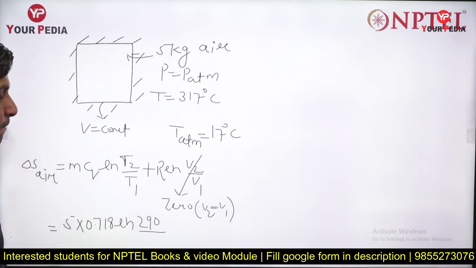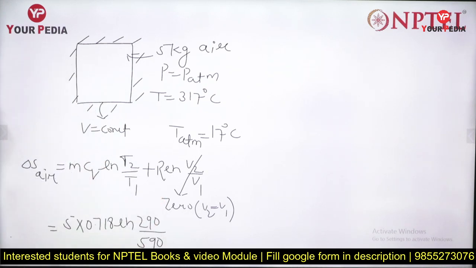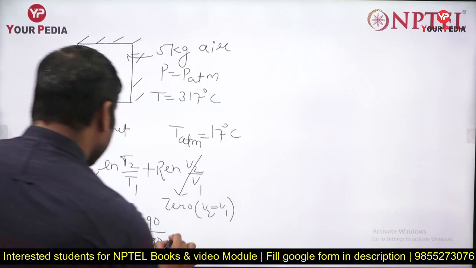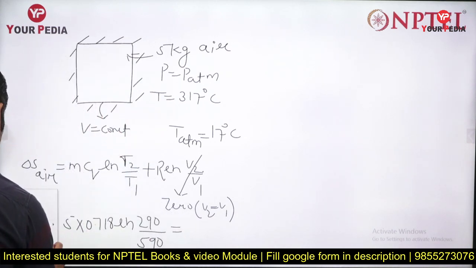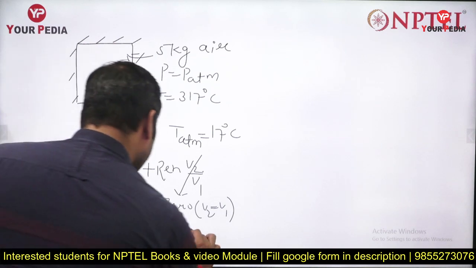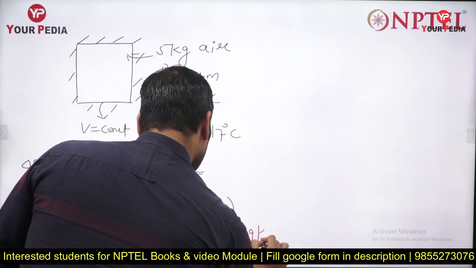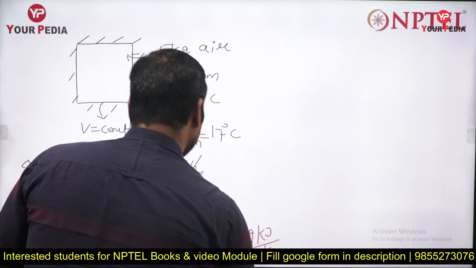How much will it come to? It will be 590. Okay, 590. So 5 into 0.718 ln 290 divided by 590, and yes, you are going to get this value negative. Why? Because air is going to cool and its entropy is going to decrease. If you solve this, you will get the answer minus 0.2549 kilojoule per Kelvin, guys.